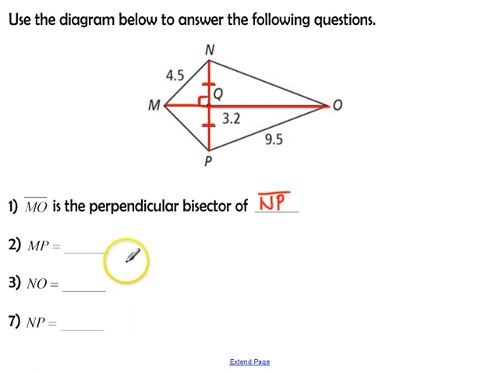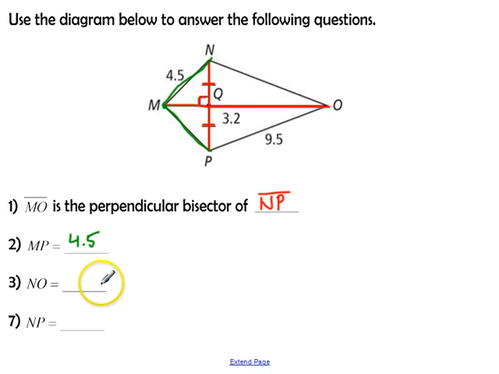Then it asks us what the length of MP is. Remember, it says that any point on the perpendicular bisector is going to be equidistant from the endpoints of the segment it bisected. So the length of NP is going to be congruent to the length of MN. Since MN is 4.5, MP will also be 4.5.